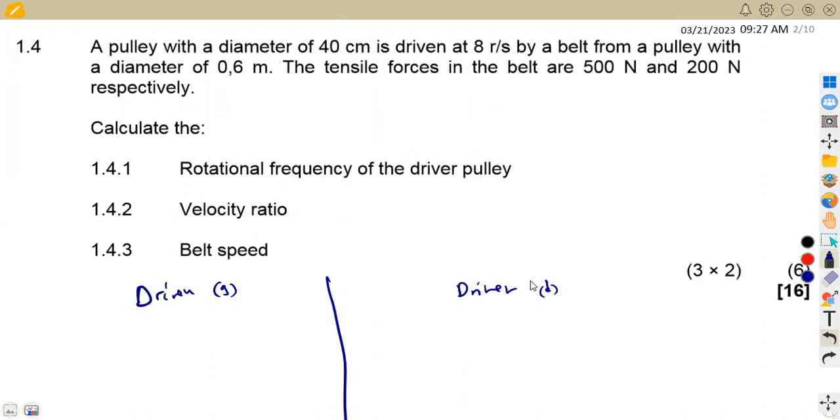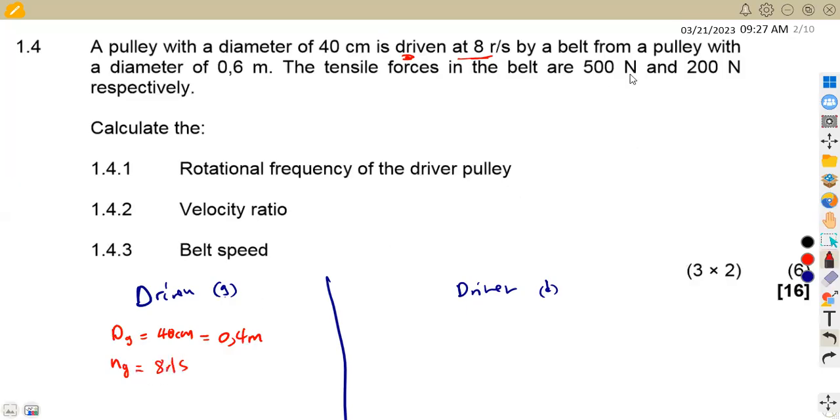We're given that a pulley with 40 centimeters diameter is driven, which means we're talking about the driven. In this case, we've got the diameter, but I said I'm going to use a G. So DG is equivalent to 40 centimeters. Remember, 1 meter is 100 centimeters, so if you divide by 100, this will be 0.4 meters. And its speed is 8 revs per second. So you're given the speed, which is 8 revs per second.